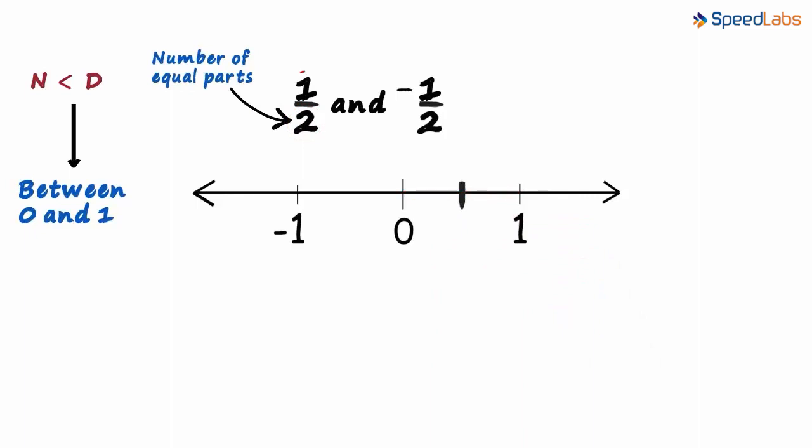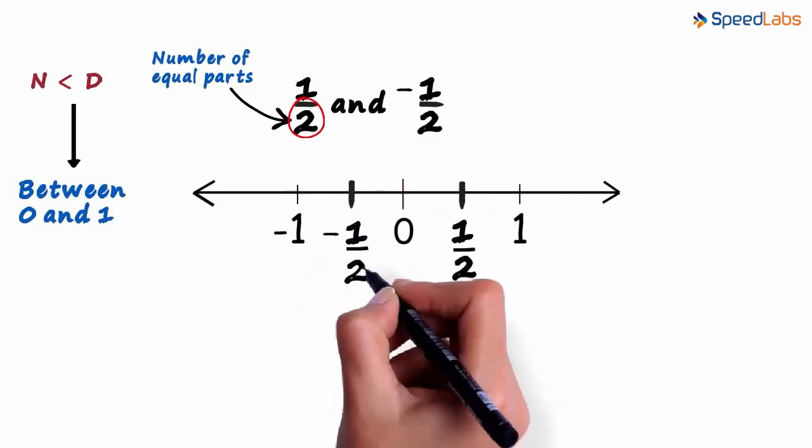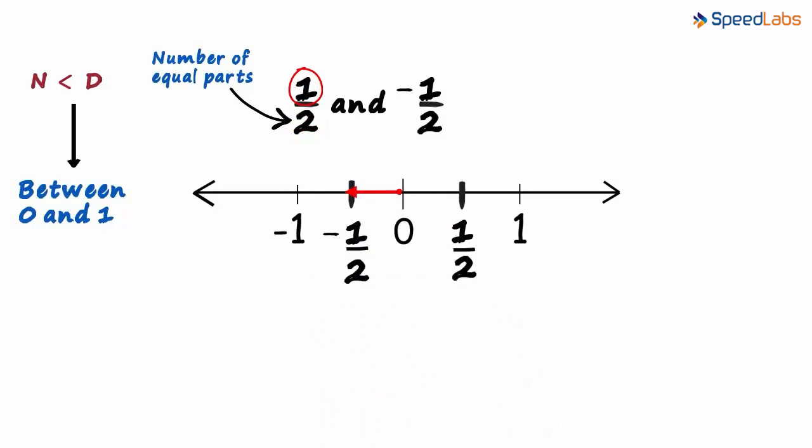But what does the numerator tell us? It tells us the number of parts starting from 0. The numerator is 1, and therefore we take one part from 0 and mark 1 by 2 here. We can use the same procedure to mark minus 1 by 2 on the left side of 0. Divide it into 2 parts and mark minus 1 by 2 one part away from 0.